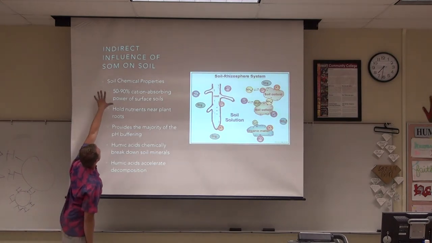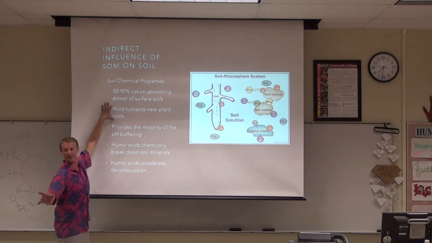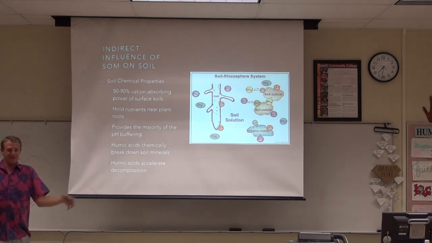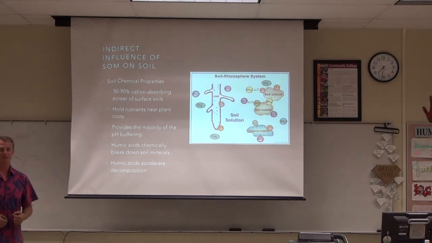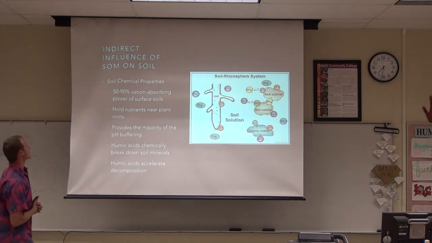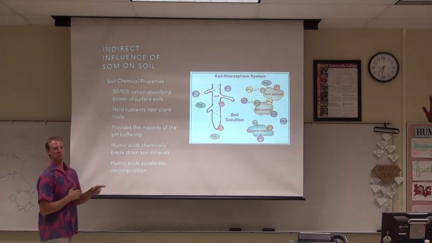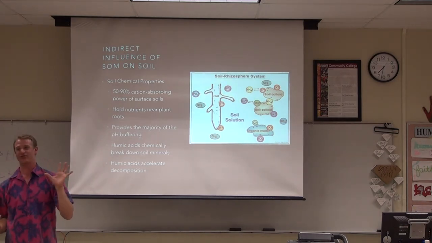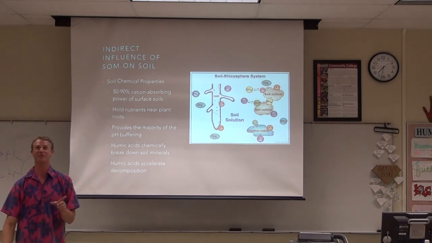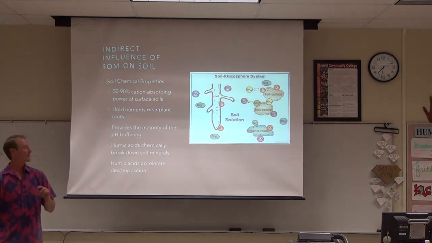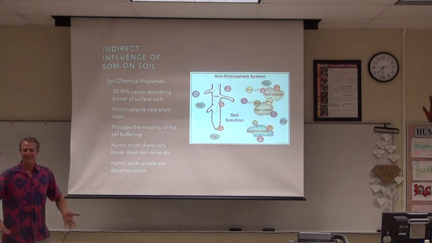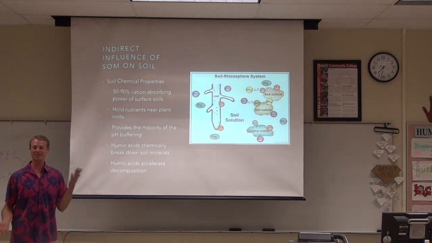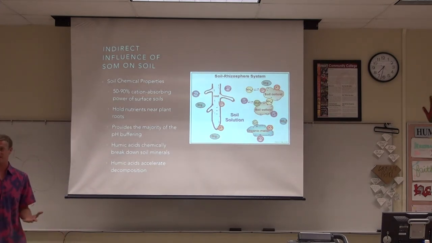Okay, here we go. Indirect influence of soil organic matter: it holds nutrients near the plant roots. As I said, it's going to be like that cation exchange capacity model. It's just going to sit there and absorb those nutrients right near the root zone. It provides a majority of pH buffering. Microbes like pH to be at a certain level, 6.0 or 6.2 to 7 typically. So they will create a pH environment that is conducive for them. They will change the pH of the environment so that it's great for them.